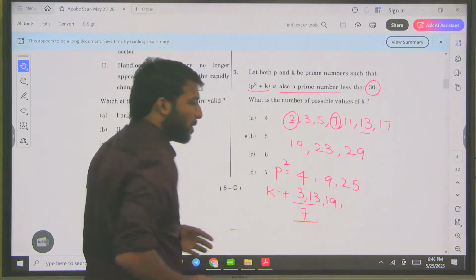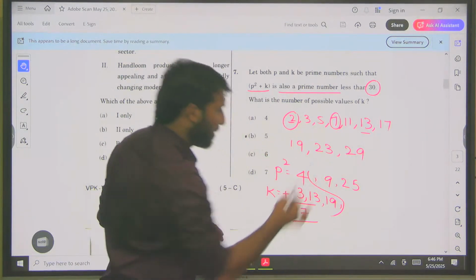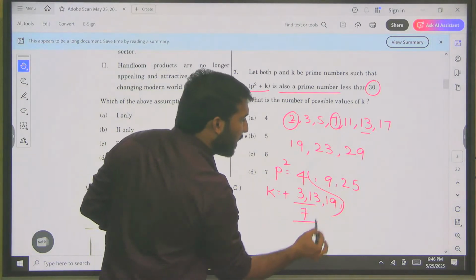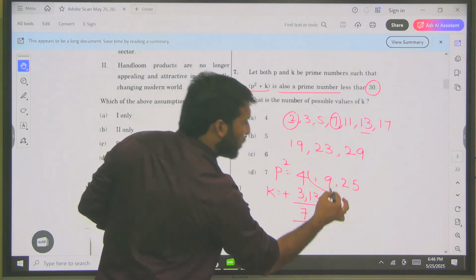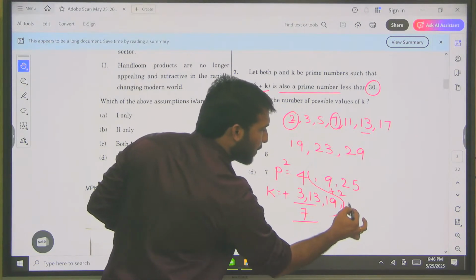And 23, it's not possible. So till now, related to 4, I got 3 prime numbers. Yes or no? K values are 3. Next, if I take 9, 9 plus 2, 1 K value, which is equal to 11.